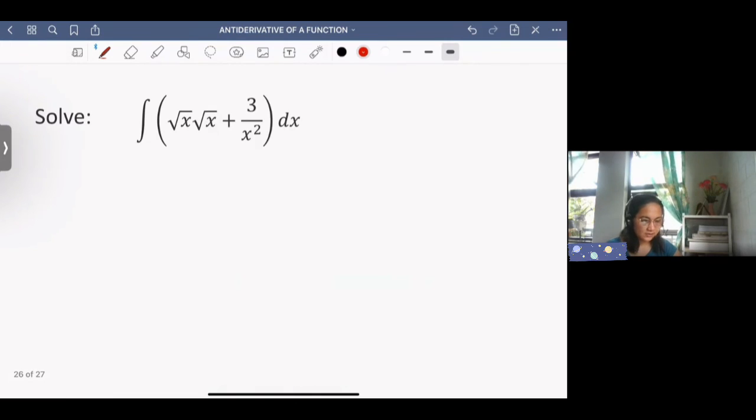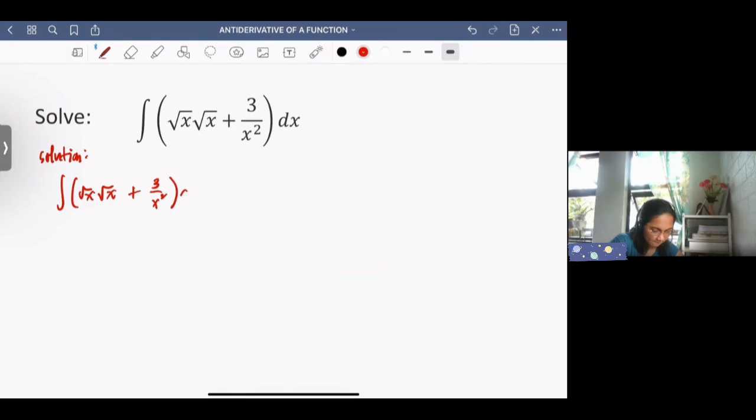Right? And then for our last example, we have the integral of the quantity square root of x times square root of x plus 3 over x squared dx. So for our solution, let me write first, we have here square root of x times square root of x plus 3 over x squared dx. So by sum rule, you have the integral of square root of x dx plus the integral of 3 over x squared dx.